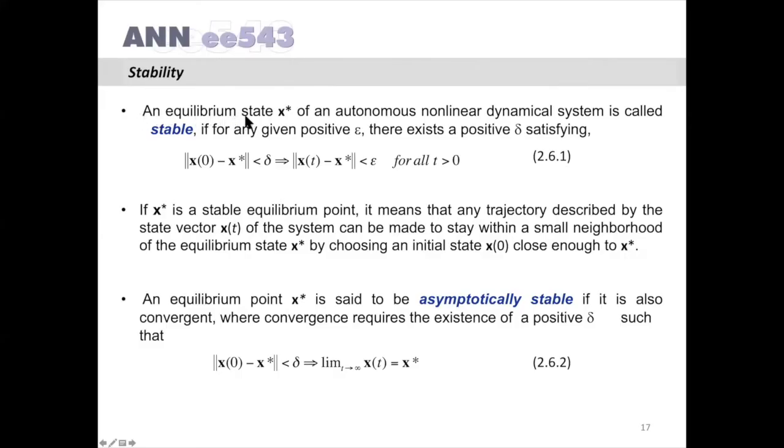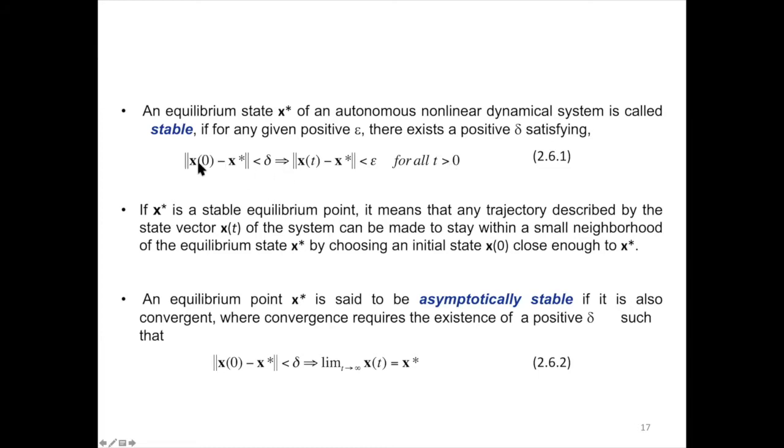An equilibrium state X star of an autonomous nonlinear dynamical system is called stable if the norm of X0 minus X star being less than delta implies the norm of Xt minus X star is less than epsilon for all t greater than 0. That means that by choosing the initial state close enough to the X star, we guarantee that the state at any time is in the epsilon neighborhood of the X star.